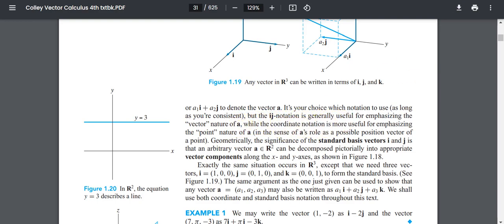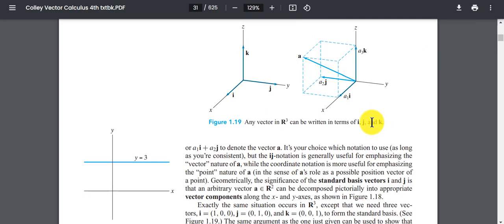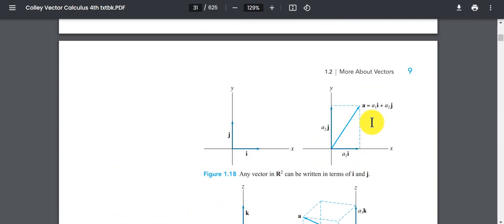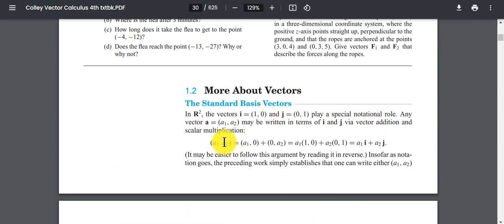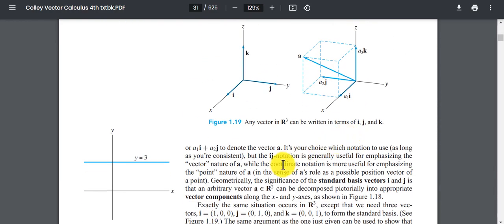So she says here, let's see, what does she say? Oh, she says that we can write the vector in its component version here, or we can write it like this. And we should just get used to being able to flip from here to here and from here to here. So she says, here, it's your choice which notation to use.